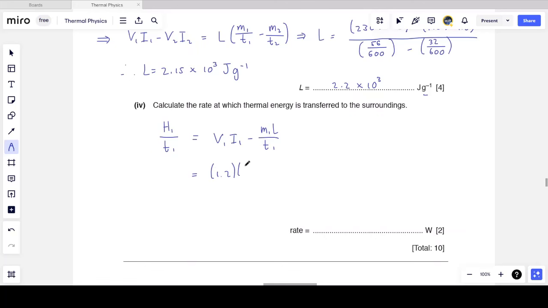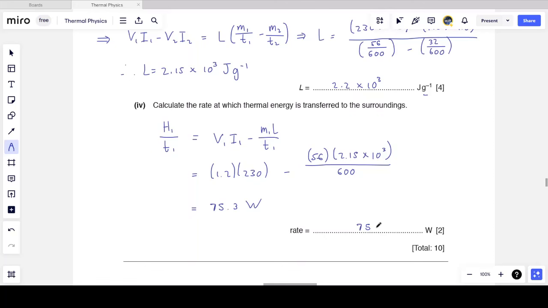So this is 1.2 times the voltage 230 volts minus 56. I can leave my mass in grams because L is also in joules per gram. So 56 times 2.15 times 10 to the power 3 joules per gram. And that's in a time of 600 seconds. And so what I get is the rate being 75.3 watts. Or to two significant figures, 75 watts.